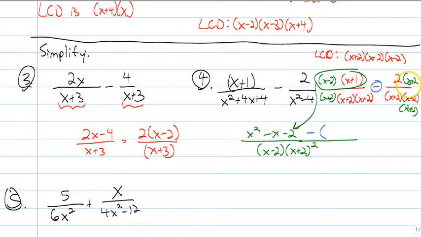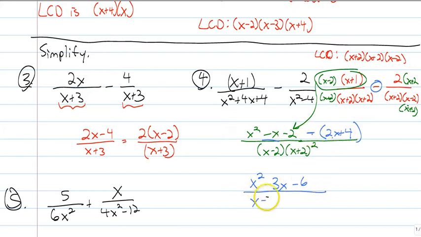Okay? So 2 times x plus 2 is 2x plus 4. Notice how the minus sign has to be distributed here. The final step now is to distribute that minus sign. So I have an x squared, I have a minus x minus a 2x. This will become a minus 3x. I have a minus 2 minus 4 is a minus 6.